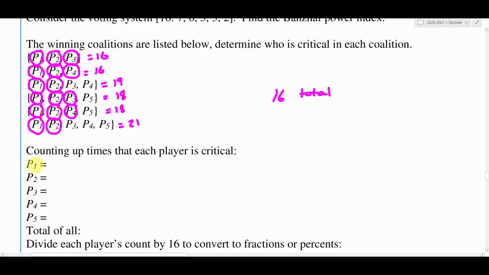All right, and then we're going to get individual tallies. So how many times was player 1 critical? Well, 1, 2, 3, 4, 5, 6. Player 2 was critical 6 times. Player 3 was critical 2 times. And player 4 was critical 2 times. And then player 5 was never critical, so 0. And again, the total of all that was 16. So it's going to be important later.